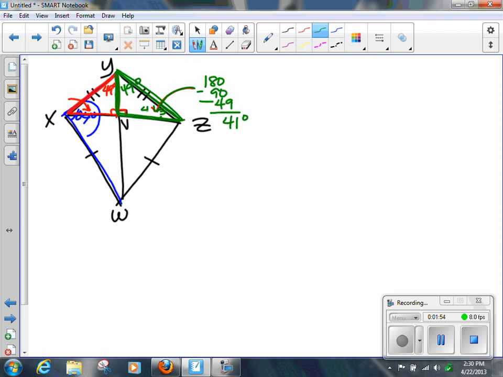All right, so if that's 41, then what's this one right here in red? That one's 41 degrees. How can I figure this one? 104 minus 41, which is 63. Folks, do you see that? Do you understand how you have to use the right triangles?